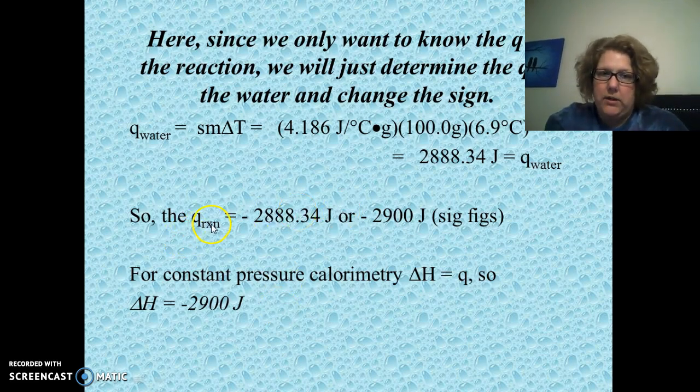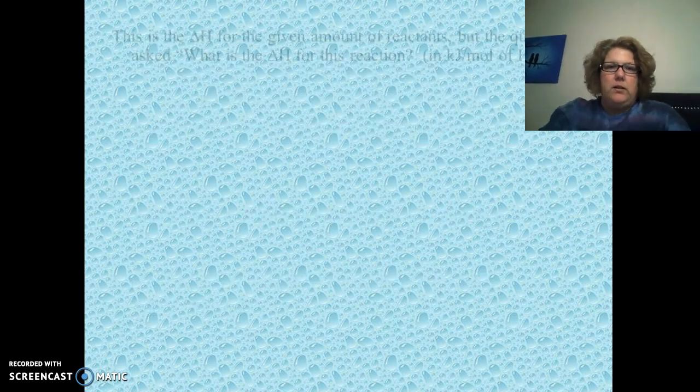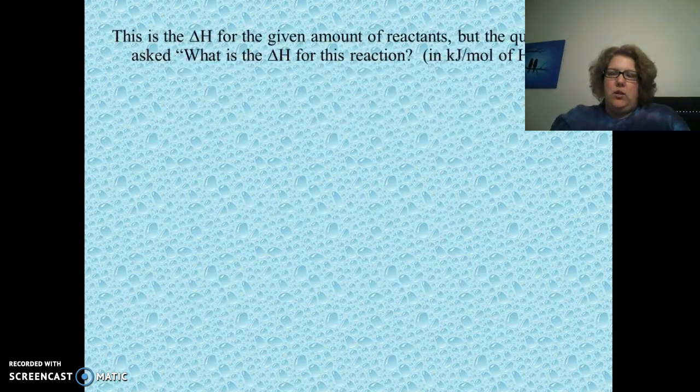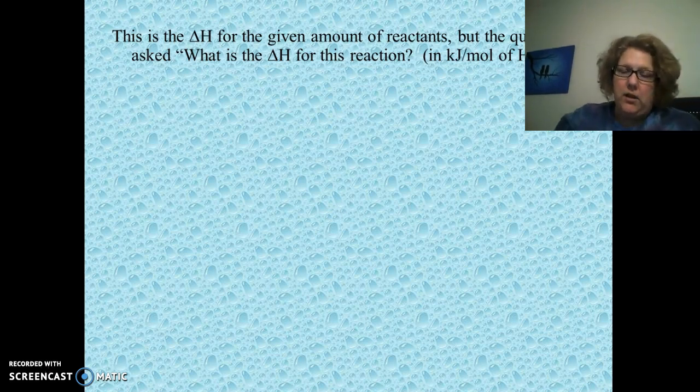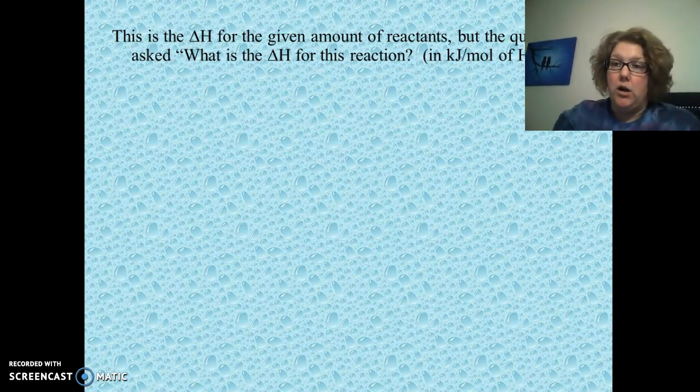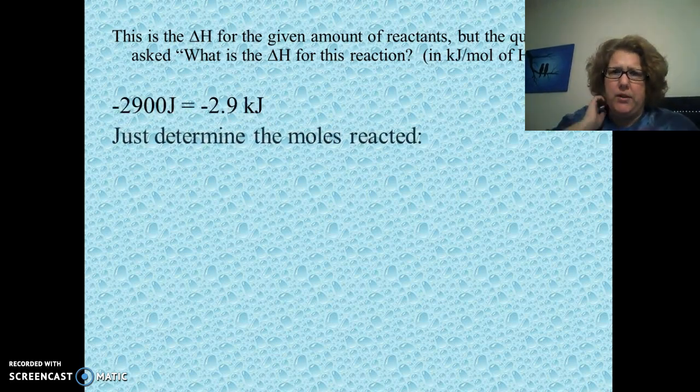The Q of the reaction is simply the same thing as the delta H in this scenario because no work was done. No gases were formed. It was all at constant pressure. Now, the last step here is it wants to know the amount of energy released per mole of hydrochloric acid. So I went ahead and put it in kilojoules here because I believe that's what it asked for. So there's 1,000 joules in a kilojoule.